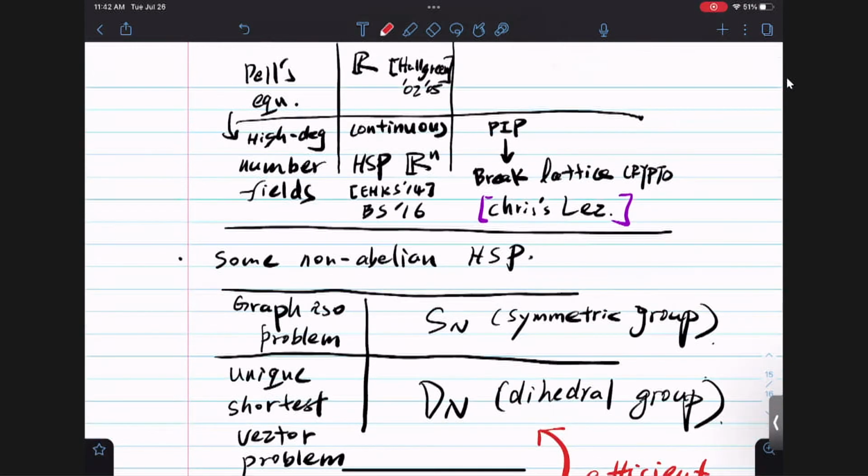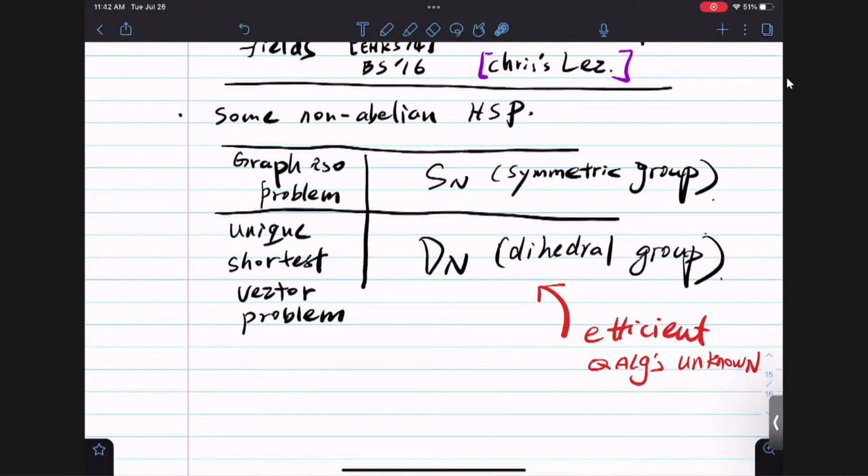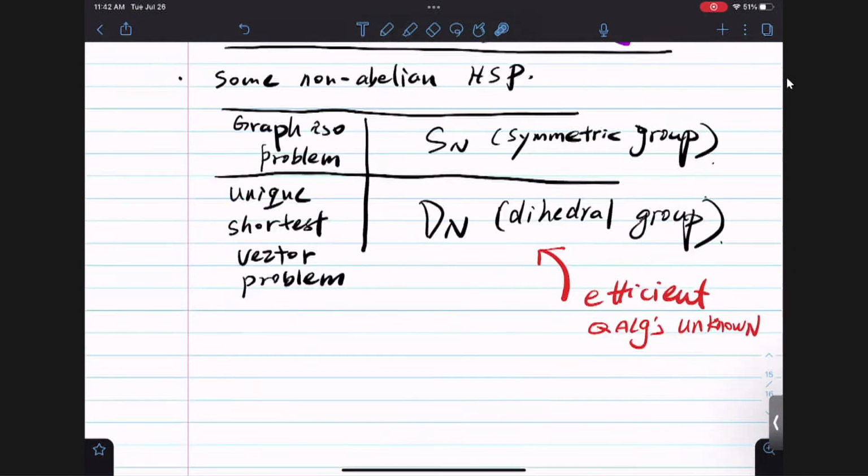So in contrast, pretty much we can safely say that for abelian HSP, we have efficient quantum algorithm can solve them all. But for non-abelian, we don't know, not yet. There are some instances, some non-abelian groups which we do know how to solve them, but in general, we don't have efficient quantum algorithms. Okay, all right.